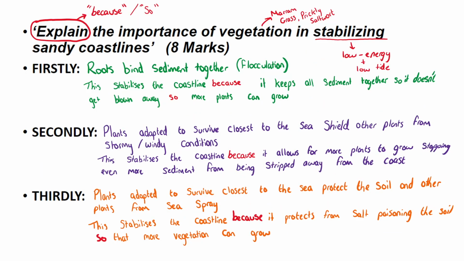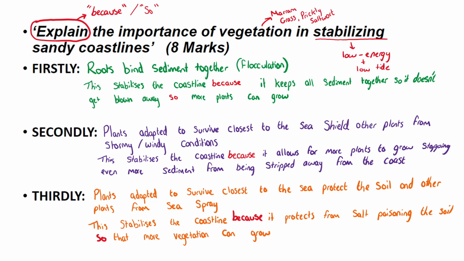So here we have an example of an exam question. Now it says explain the importance of vegetation in stabilising sandy coastlines. First thing I've done here is highlight the word explain. So we need to be using the words because and so here. And in doing so, you're forcing yourself to explain rather than just describe. So you're getting those extra marks.